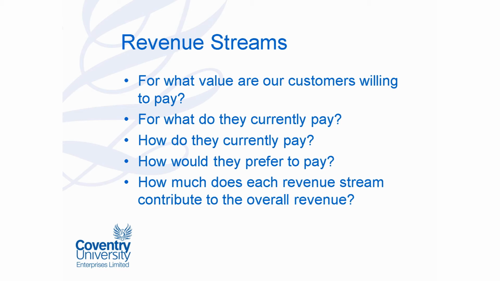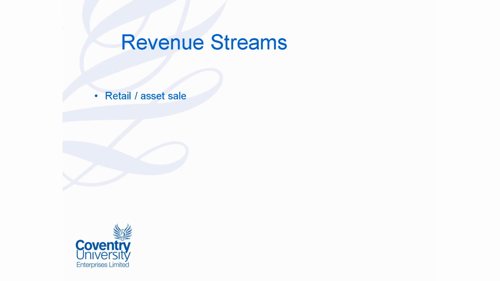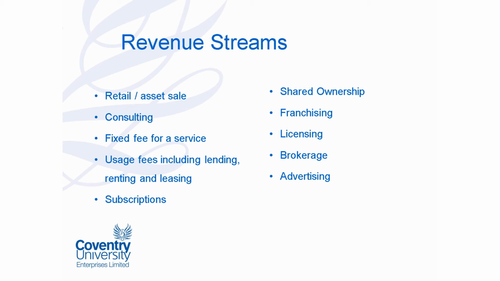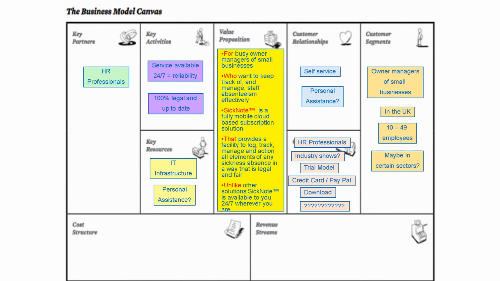We've got retail asset sales, fees, subscriptions, ownership, sharing ownership, franchising, licensing, brokerage, advertising, auctioning, all those sorts of things. Do you know what all these are, George? Well, I recognise some of them, to be honest, but I don't think all of them will be relevant to me. No, you're absolutely right. They're not, but it's worth using it as a checklist just to think, now, can I get something else by using this? So let's apply that to your canvas.